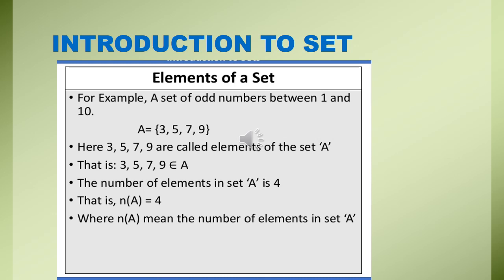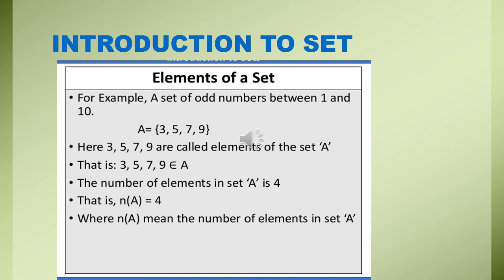Dear students, now we come to another example where we have to mention that these elements are members of this set. Clear? So if there is a set of odd numbers between 1 and 10, and capital A is equal to {3, 5, 7, 9}, you can say 3, 5, 7 and 9 are, yes, members of set A.